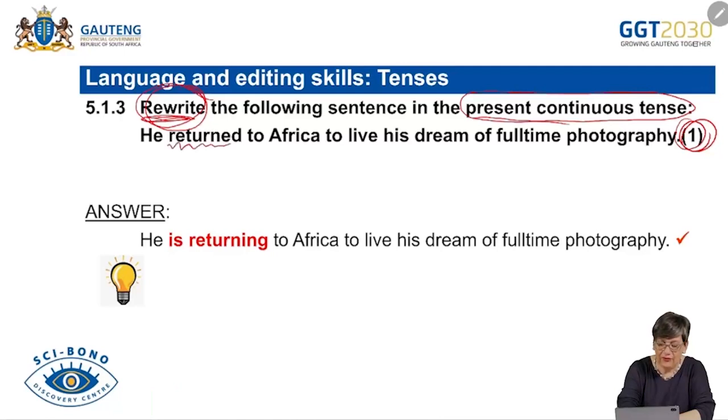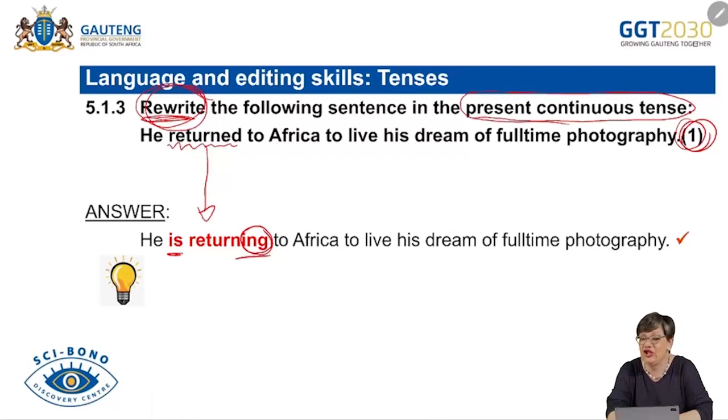Here's our verb, returned, and we changed it to he is returning. Why? Because it is the present tense and it is the continuous. And continuous tense always uses an ing. Can you see how easy that is? Can you see how I broke it down in pieces and then I was able to do it? That's exactly what you have to do. Break your question up in pieces.